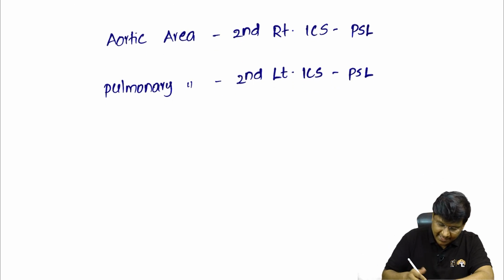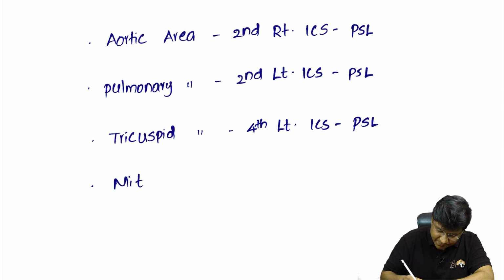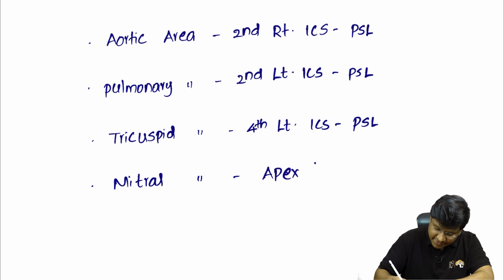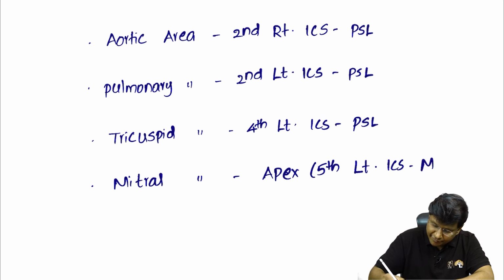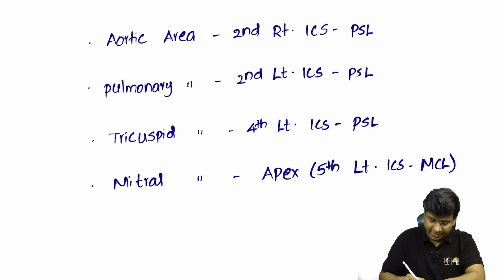Then you have the very important tricuspid area. The tricuspid area for auscultation is in the fourth left intercostal space, parasternal line. And the mitral area corresponds to the apex of the heart. Now where is this apex? It is present in the fifth left intercostal space, mid-clavicular line, or half an inch medial to the mid-clavicular line. So this is where you have the mitral area.